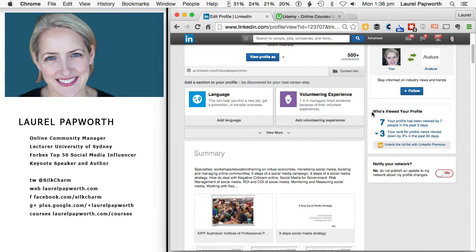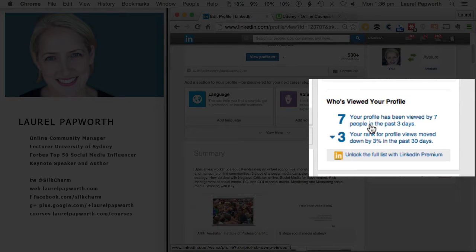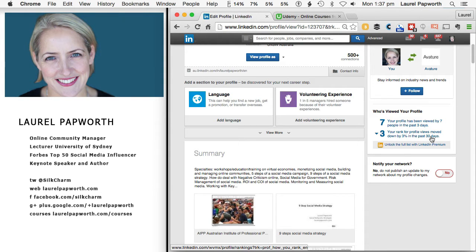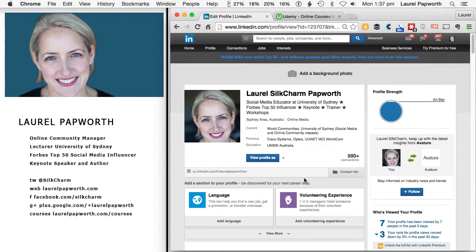On the right-hand side, there's who's viewed your profile. I'd like you to write down the number of people who've viewed your profile in the last 3 days. And then the rank for your profile views, how much it's moved, what percentage in the last 30 days. So if you're using the sheet document that I give you, this is number 2 and number 3 under LinkedIn profile audit. So we need those 3 things. We need the URL and we need these 2 figures as well.